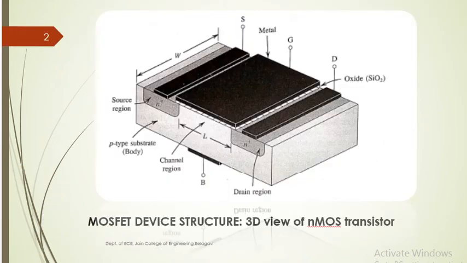If you consider N channel or NMOS transistor 3D view, the 3D view will look somewhat like this. It has got 4 terminals: drain, gate, source and body. Usually body is tied with source, so it can act as a 3 terminal device, or 4 terminal: drain, gate, source and body.